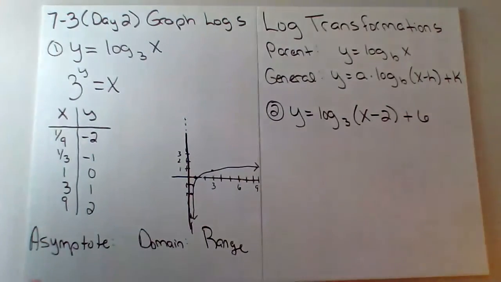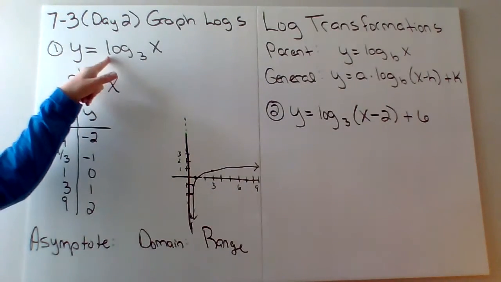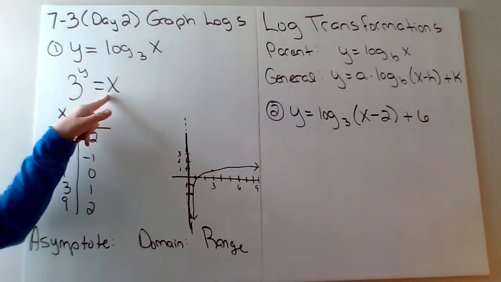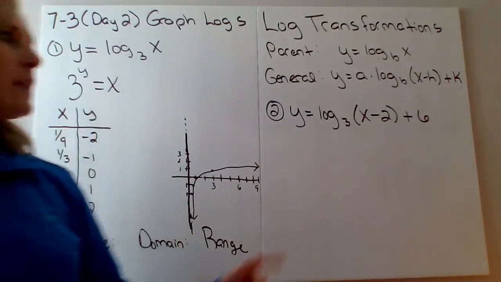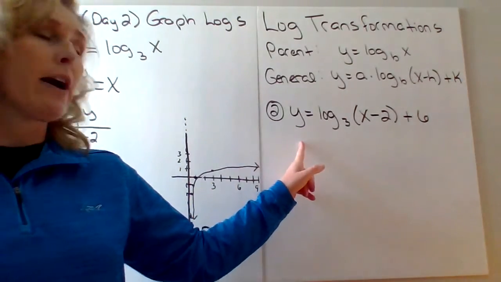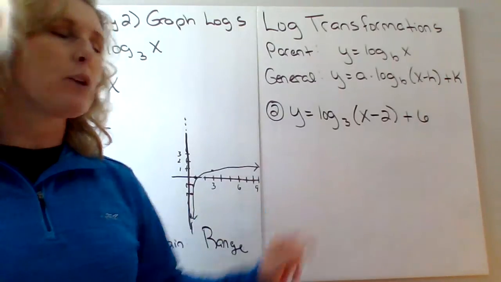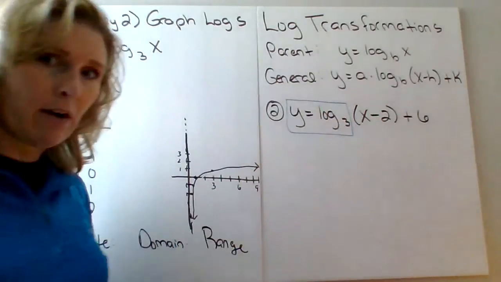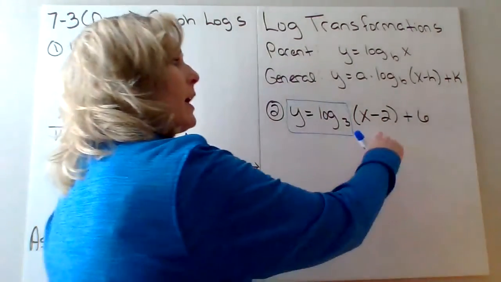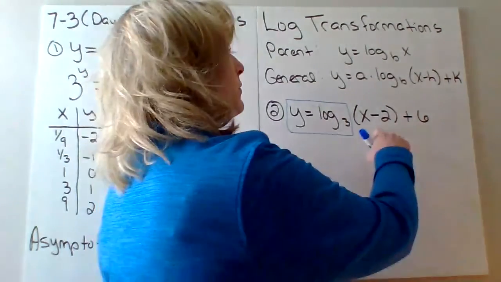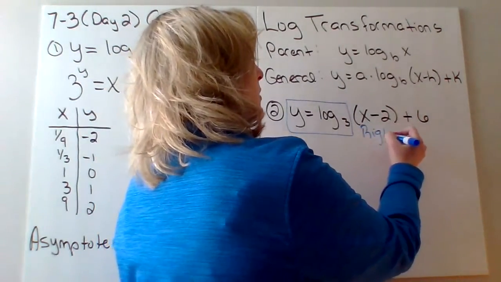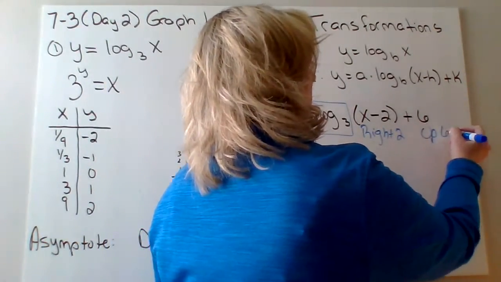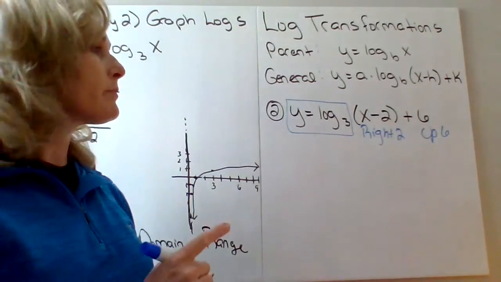So we're going to take our basic parent function, y equals log base 3 of x. I kept the exponential form. Now I've added to it, so now I have a function with some transformations. I have my basic parent right there. That part stays the same. But now I have x minus 2. So your x lies, so this went to the right 2. And then that plus 6 means that it went up 6.